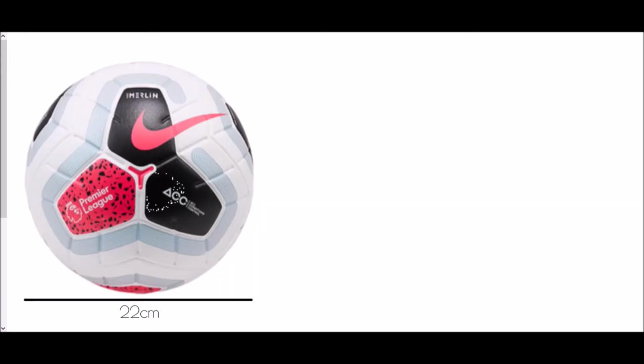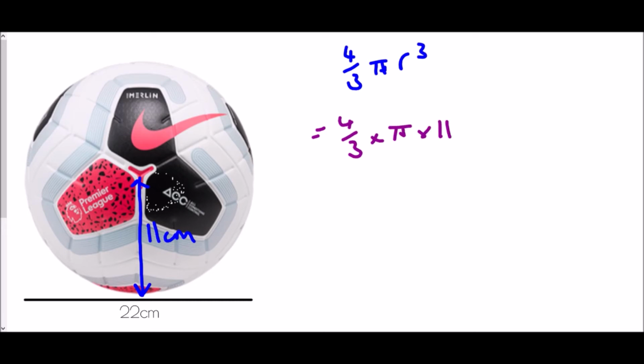So we've been told our formula is 4/3 pi r cubed. Now what that means is we need the radius. In this case we've only been given the diameter, and so from the diameter I'm going to have to work out what the radius is, and so it'll be half. That is 11 centimetres. So the volume of the football is going to be 4/3 times pi times 11 cubed.